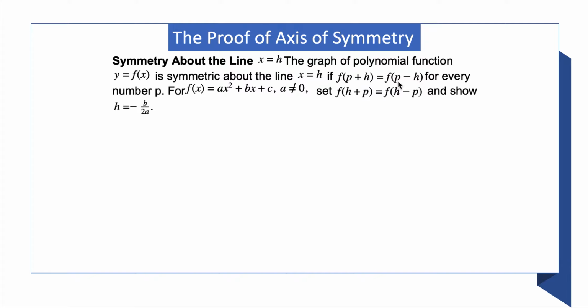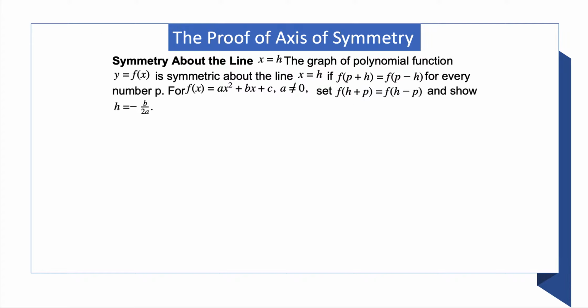p. For f of x equals x squared plus bx plus c, a different from 0, set f of h plus p equal with f of h minus p, and show h equals minus b over 2a. So first of all, instead of in terms of x, what is this quadratic function, we are going to work in terms of h plus p and h minus p.